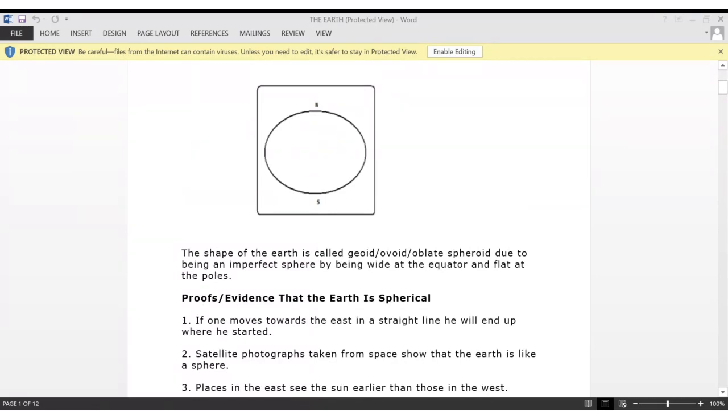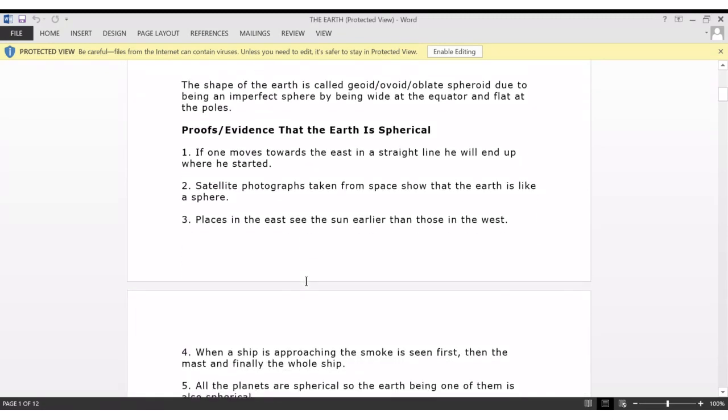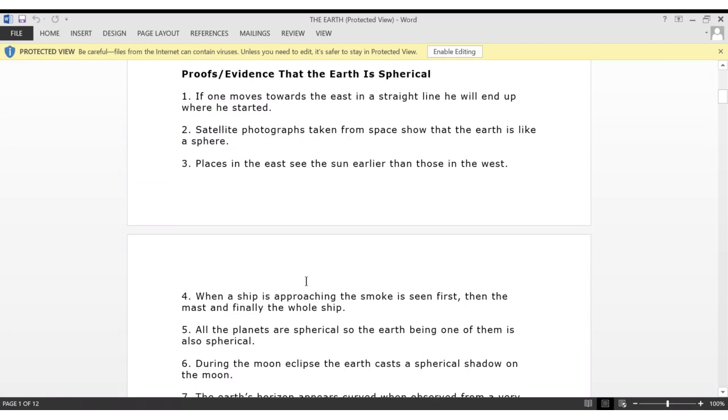So I want to go to the next point, whereby I want to look at the proofs. I want to emphasize some major points that prove the earth is spherical. So number one, if one moves towards the east in a straight line, he will end up where he started from. For example, if you use a plane to go eastwards in a straight line, you will end up coming to where you started from.